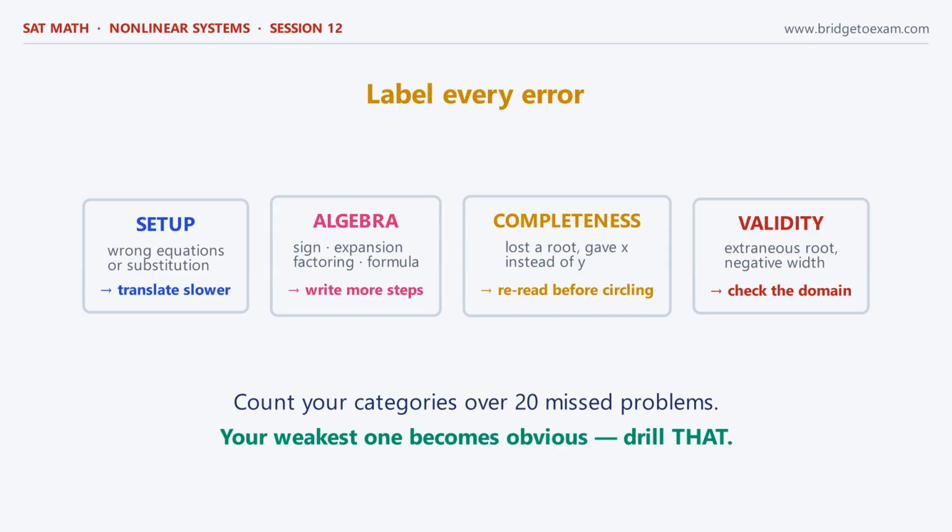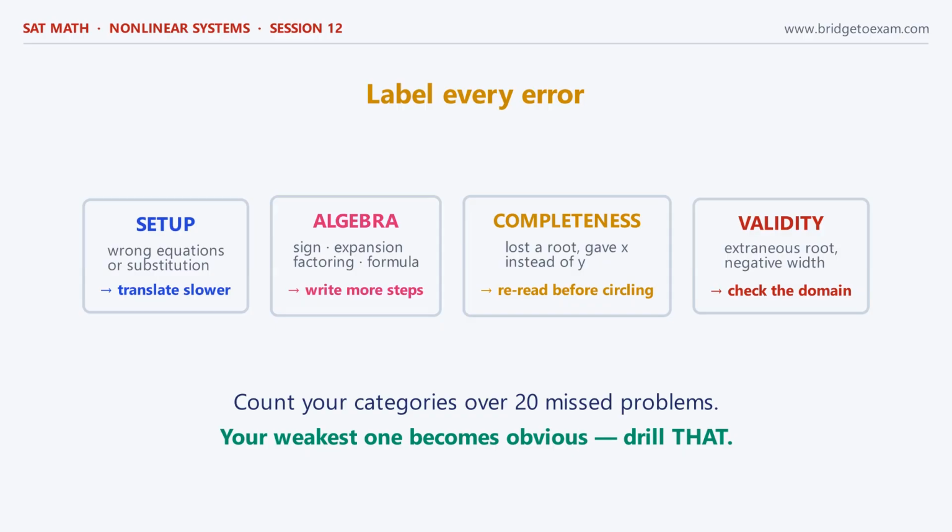You knew what to do and did it wrong. Completeness: you found a real answer but not the whole answer. You lost a negative root. You gave x when they asked for y. You found one coordinate instead of the pair. Validity: you accepted something you shouldn't have, an extraneous root, a negative width, an undefined value.